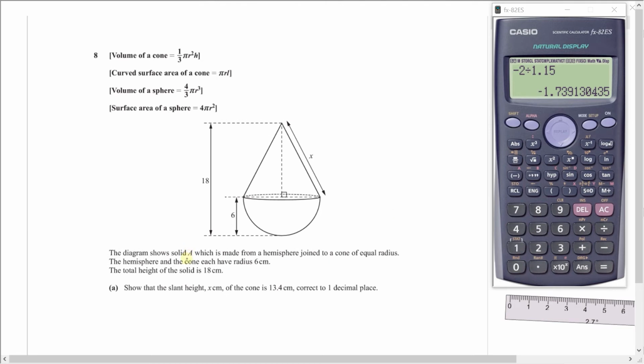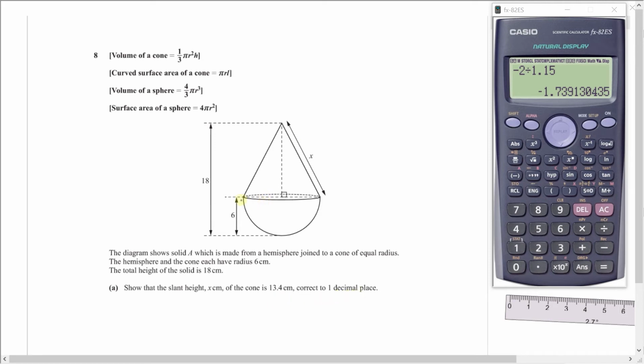So question 8: the diagram shows a solid A which is made from a hemisphere joined to a cone of equal radius. The hemisphere and cone each have radius 6 centimeters. The total height of the solid is 18. Show that the slant height x centimeters of the cone is 13.4, correct to one decimal place.